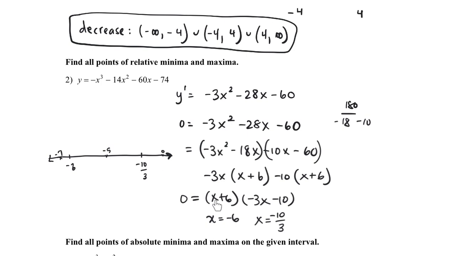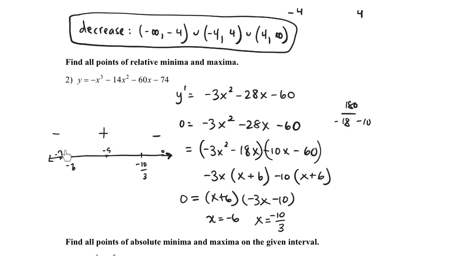So plug in negative 7. Negative 7 plus 6, it's negative. Negative 3 times negative 7 is 21 minus 10, it's positive. Negative times positive is negative. Negative 5 plus 6 is positive. Negative 5 times negative 3 is 15. 15 minus 10 is positive. Positive multiplied by positive is positive. 0 plus 6 is positive, but 0 minus 10 is negative. Positive times a negative is negative.